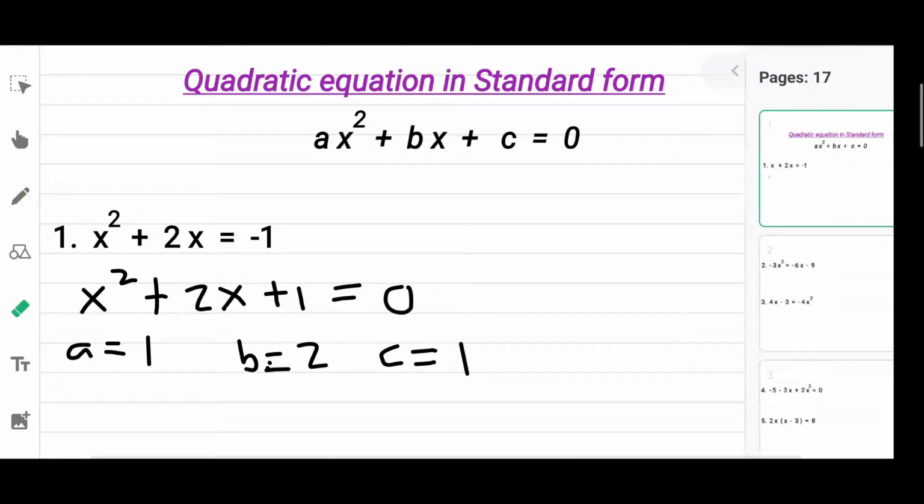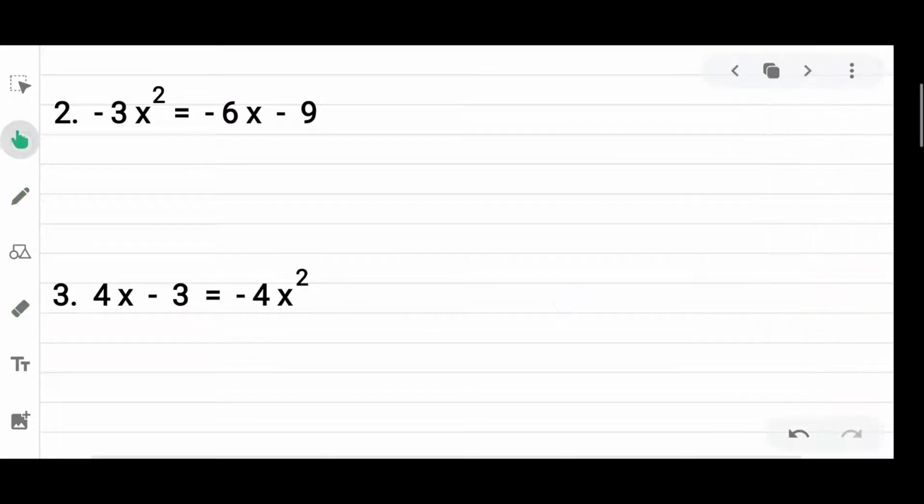So for our second example, we have negative 3x squared equals negative 6x minus 9. So anong gagawin natin? So we have to change this equation into standard form. So, paano nga ulit yung standard form? X squared, susunod yung x, and then the constant term, then equals 0. So, kung napapansin ninyo, mali yung position nitong dalawa na to. So, we have to transpose these two terms to the other side.